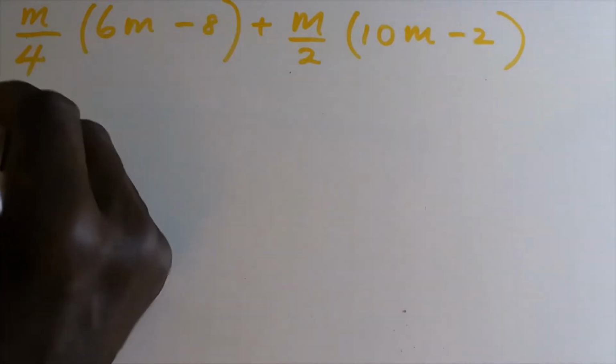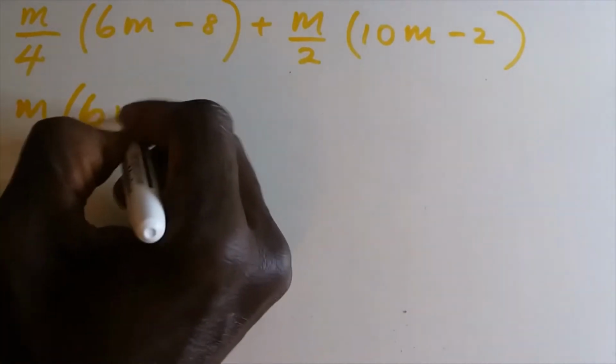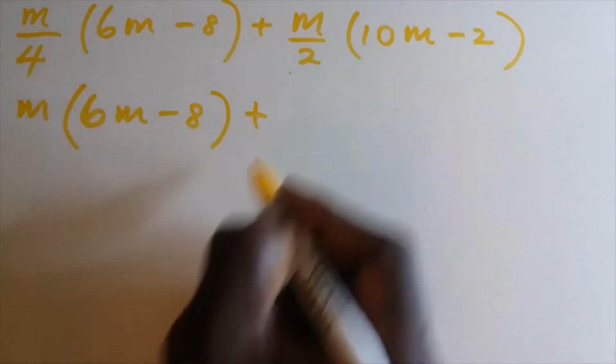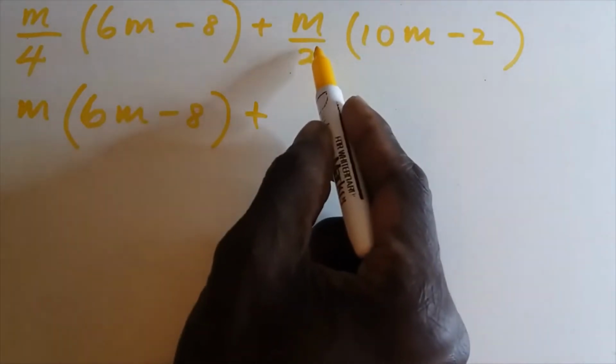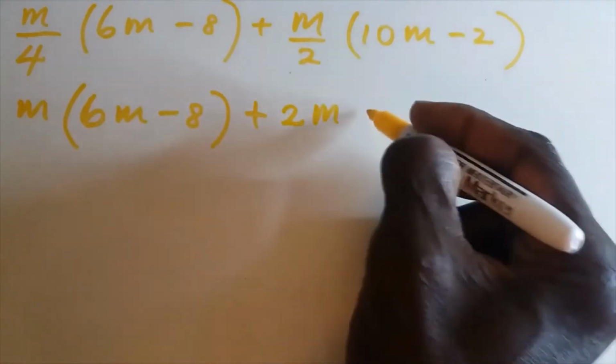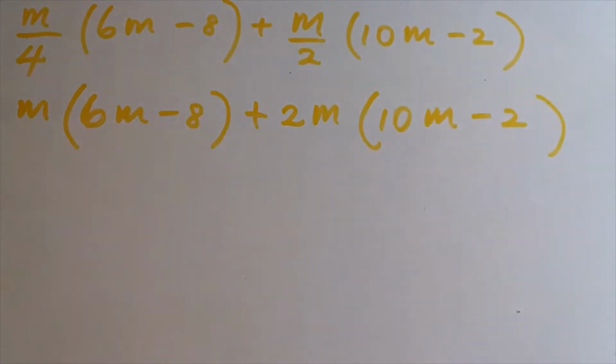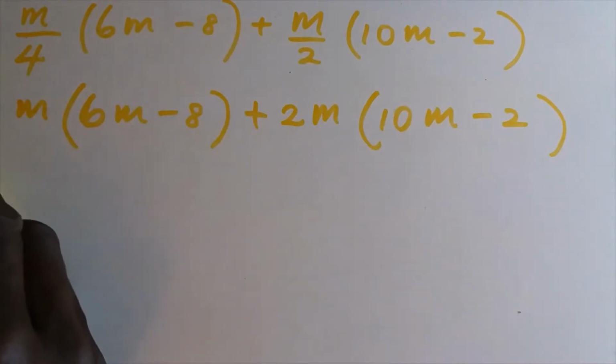So this by 4 will just leave us with m into 6m minus 8, add, and if we multiply this by 4, we end up with 2m into 10m minus 2. We check that, so a quarter of 4 is 1, so we just have m, and a half of 4m is actually 2m. Now we can clear the brackets.